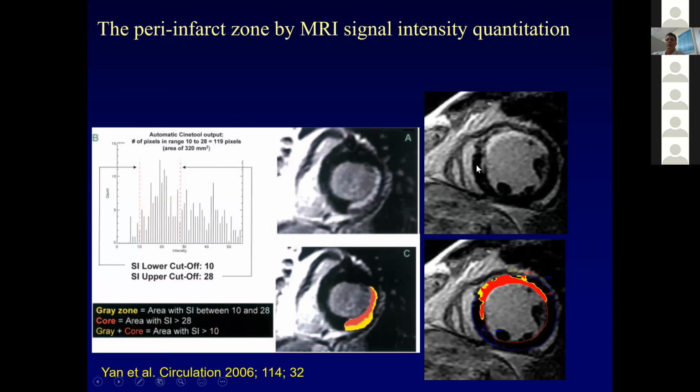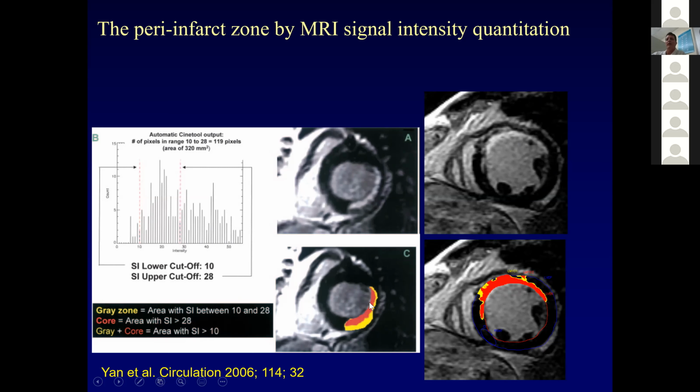And what they basically looked at was the grayscale of the late enhancement, and just divided it into a standard distribution with a gray zone, which is an area with a standard deviation cutoff of 10 to 28. The core was greater than 28, and the gray plus core is any area with greater than 10. So this was dense scar basically, and less dense scar, if you will.